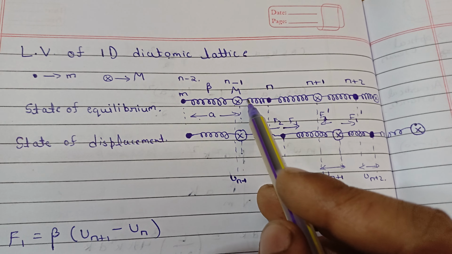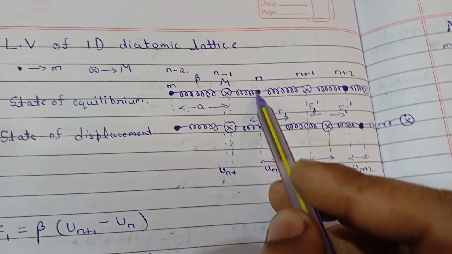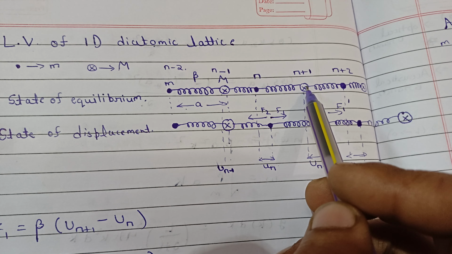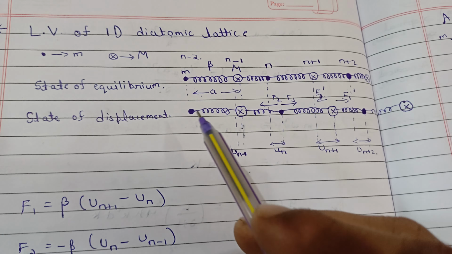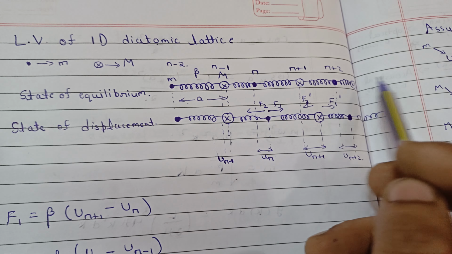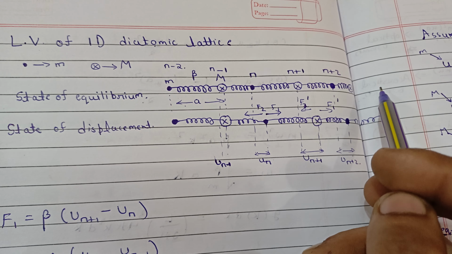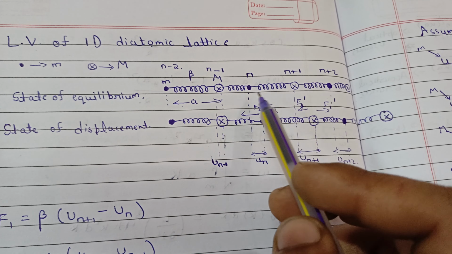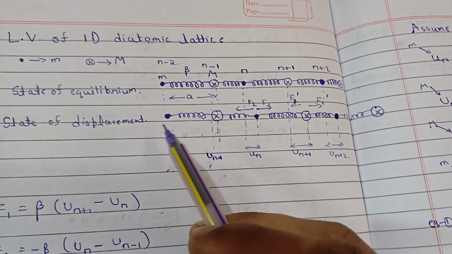The distance between two masses is capital A. We number the particles n, then n plus 1, n plus 2, and on the other side n minus 1 and n minus 2. Now we displace this particle from here by applying some force. Because of this displacement, all particles get displaced by a small amount, and the amount decreases from this side to that side.